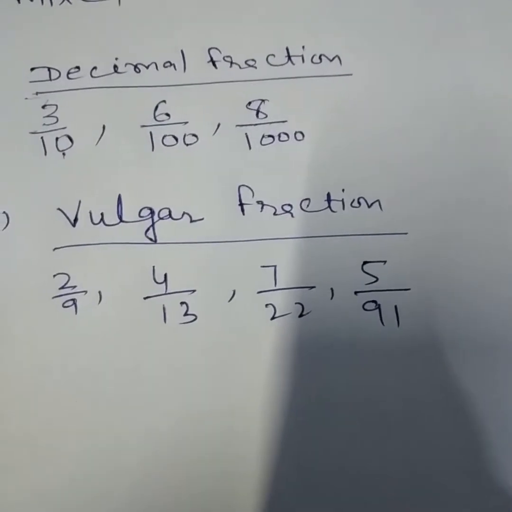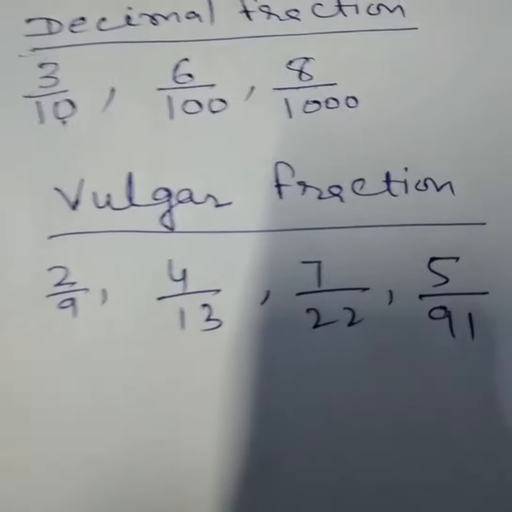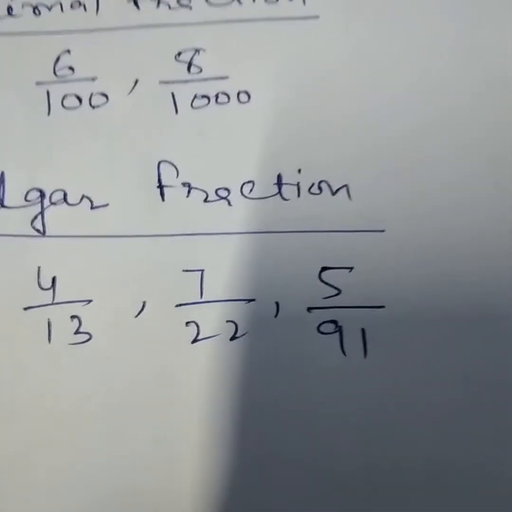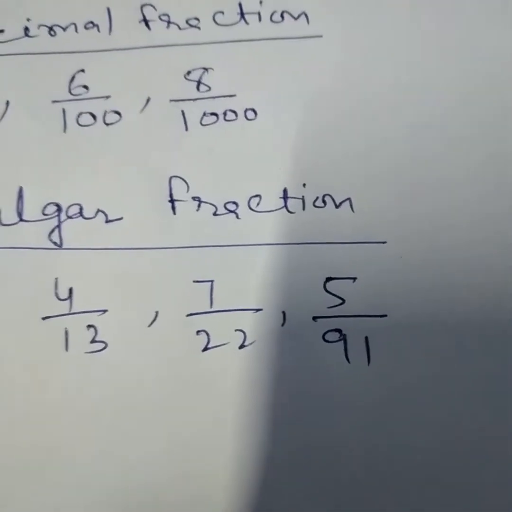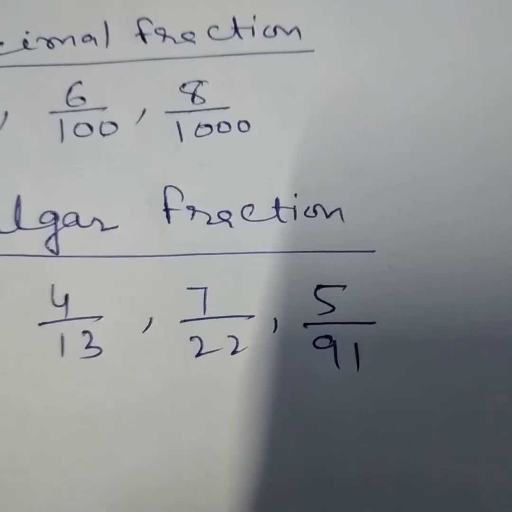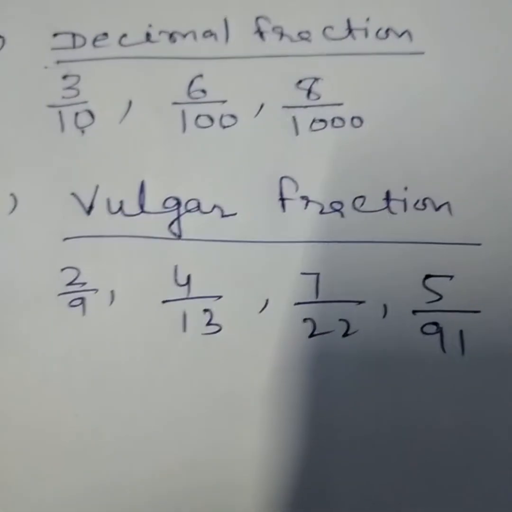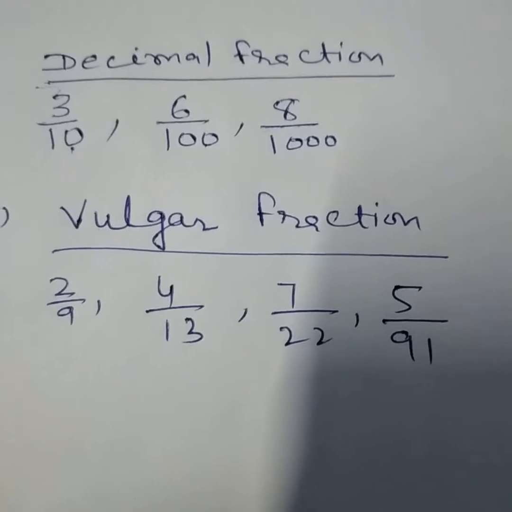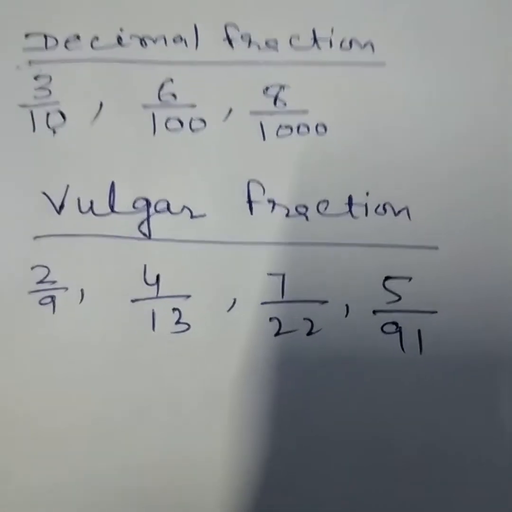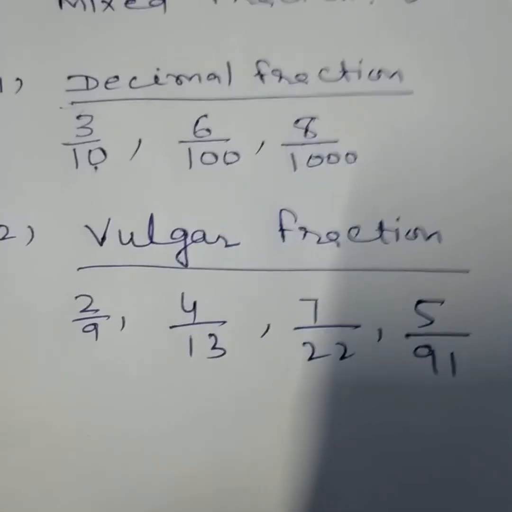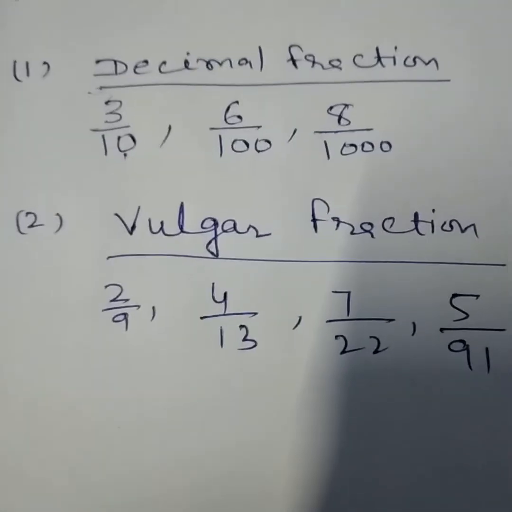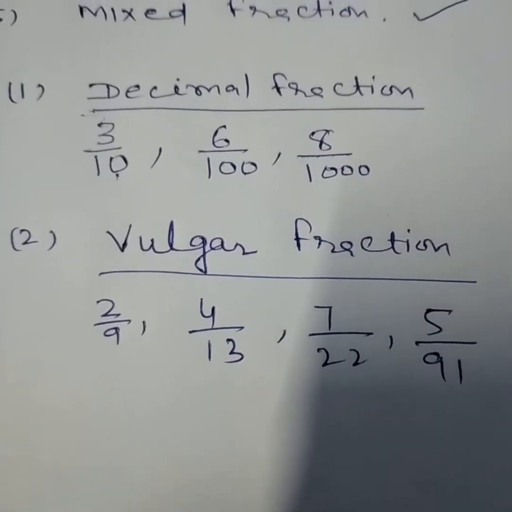The next one is vulgar fraction, which is not a decimal fraction. For example, 2 upon 9, 4 upon 3, 7 upon 22, 5 upon 91. In the denominator, 10, 100, 1000, 10,000, these types of denominators are not coming. This type of fraction is called a vulgar fraction.